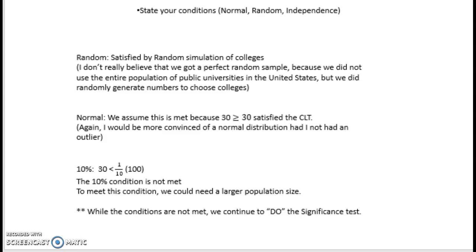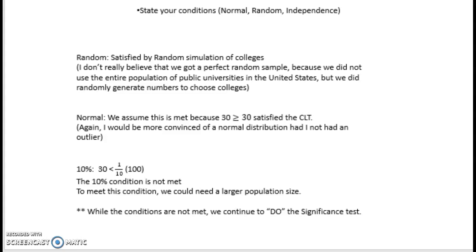The last thing is the 10% rule. So we found that 30 is not less than a tenth of the population. So because it's not less than a tenth of the population, the 10% condition is not met. To meet this condition, we would need a larger population size. What I want you to think about is how big that population size would actually need to be to satisfy the 10% rule. This is something that we can calculate using just simple algebra.